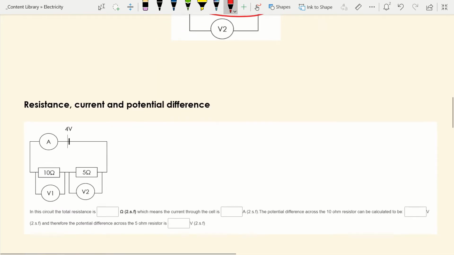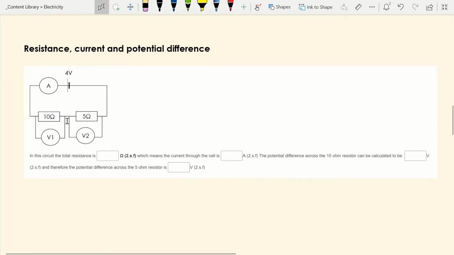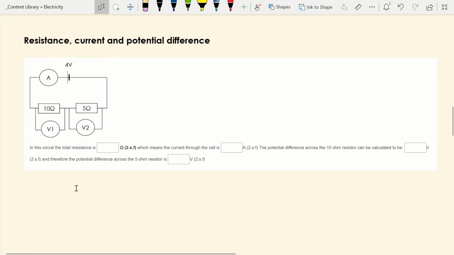Let's now have a look at incorporating our calculations and resistance and things like that. So in this, we're looking to fill in the gaps here. So in this circuit, the total resistance is, well, remember for series, you know that the total resistance is just the sum of the resistors. So in here, all I'm going to have to do is put in 15 because it's 10 plus 5, and 15 is a two significant figure number, so that's all fine.